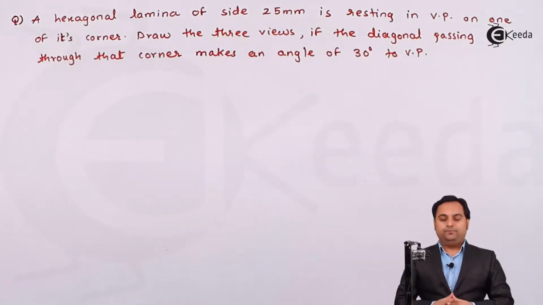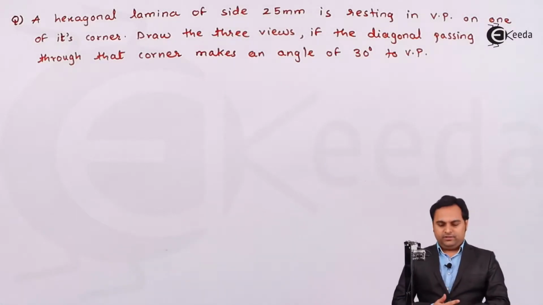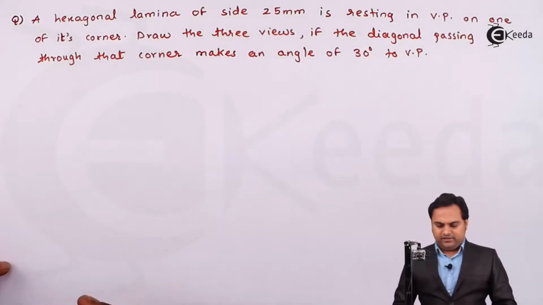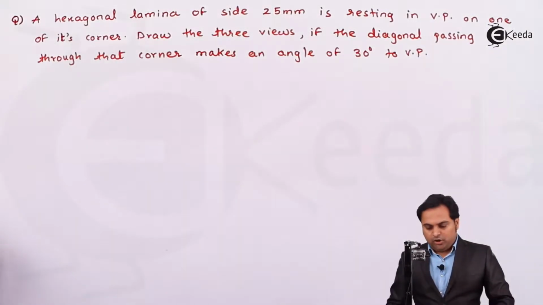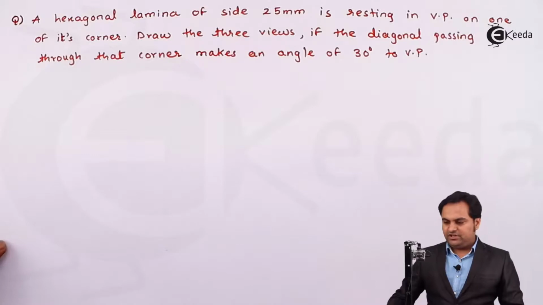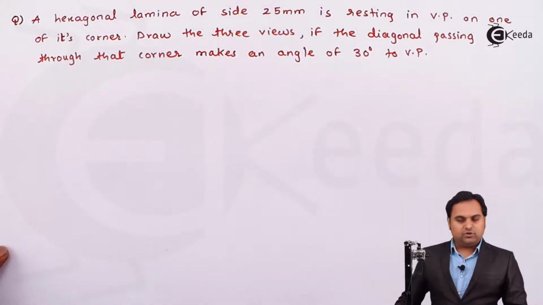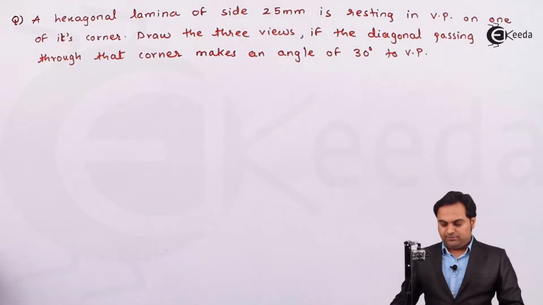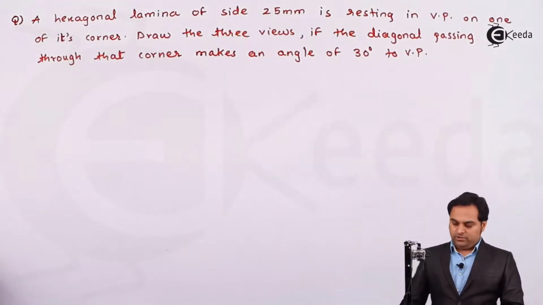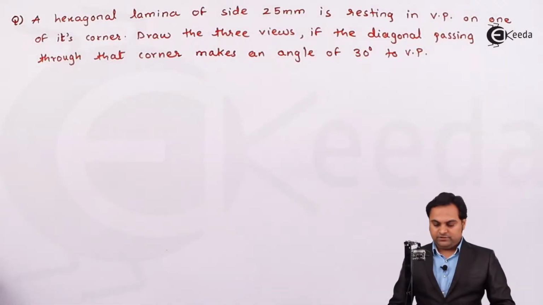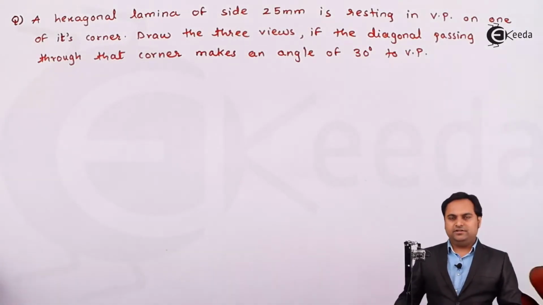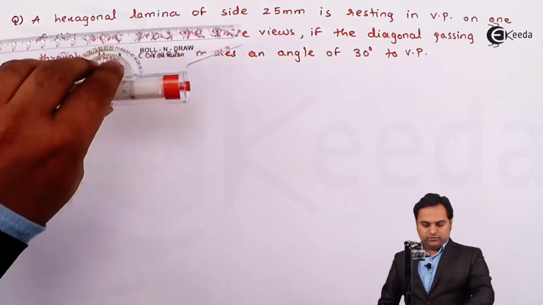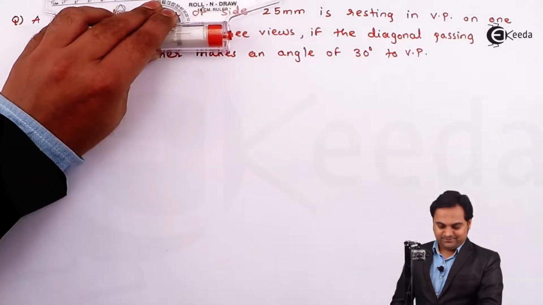Here in this problem, we are going to see a hexagonal lamina. For that, here is a question. A hexagonal lamina, which is also called a plane, of side 25 mm is resting in VP on one of its corners. Draw three views if the diagonal passing through that corner makes an angle of 30° to VP. So this is the question in front of us. Now here I'll be explaining the conditions step by step. So let us get started with the solution part.